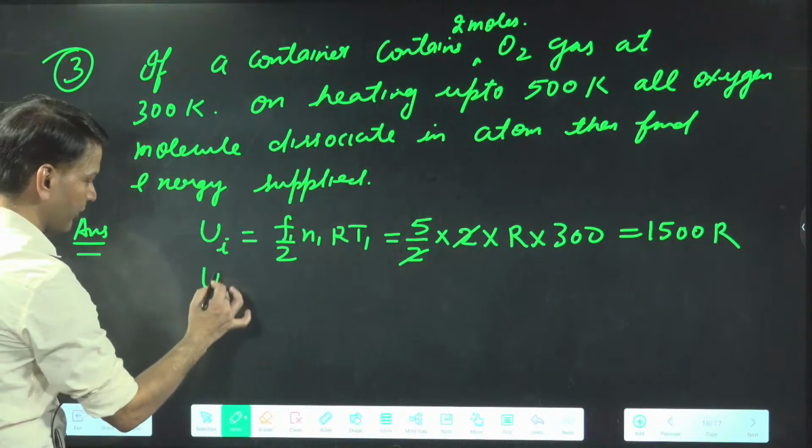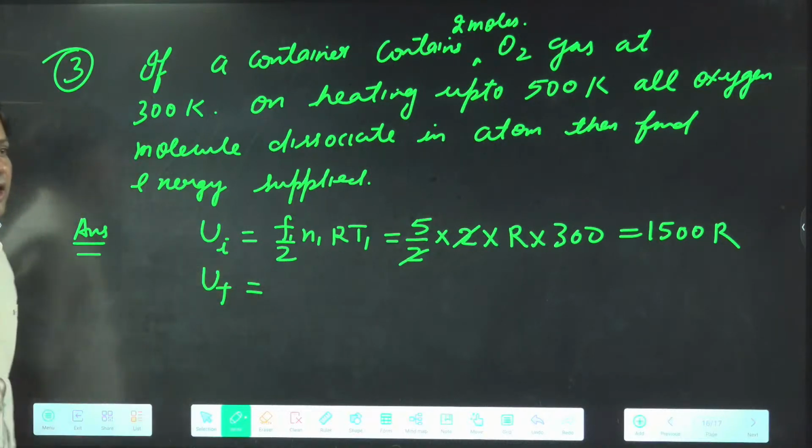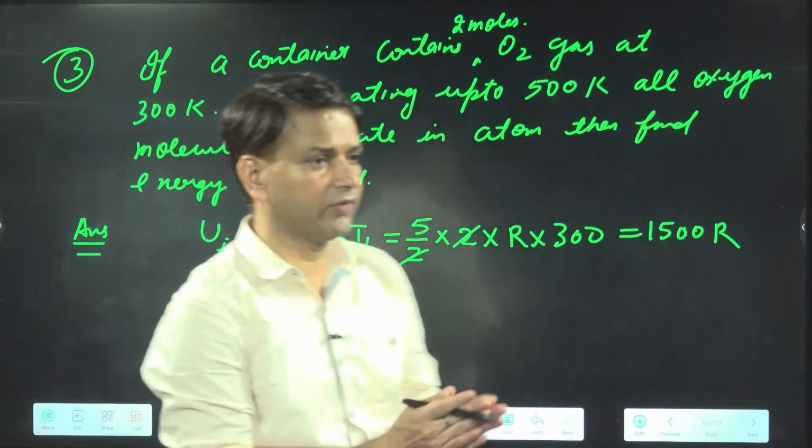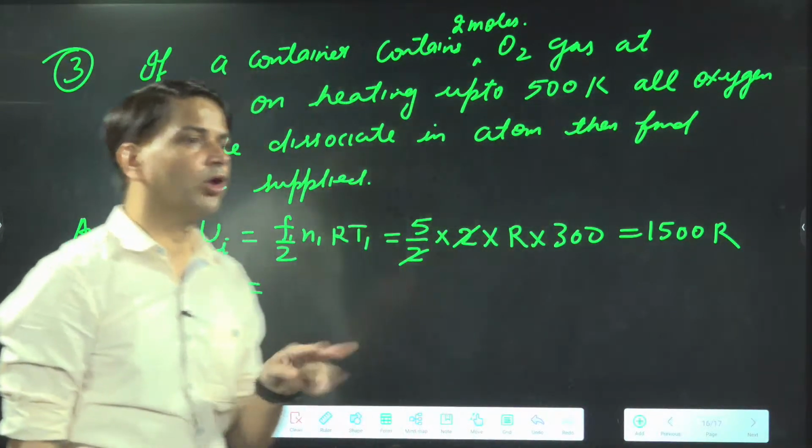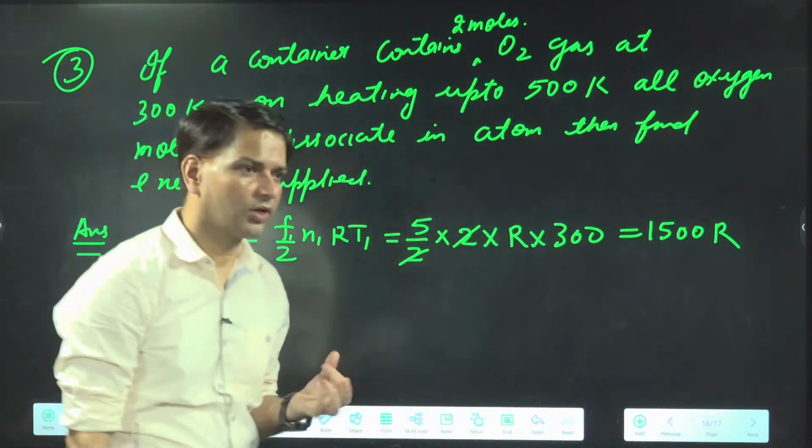Okay, UF, the final internal energy. So finally what will happen when it dissociates into atoms? One molecule will give 2 atoms. So what is the final mole? What is the final mole?